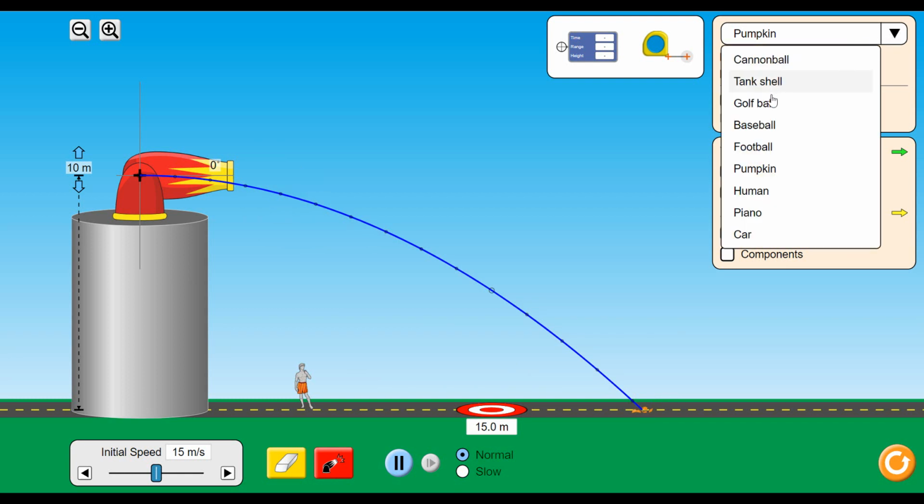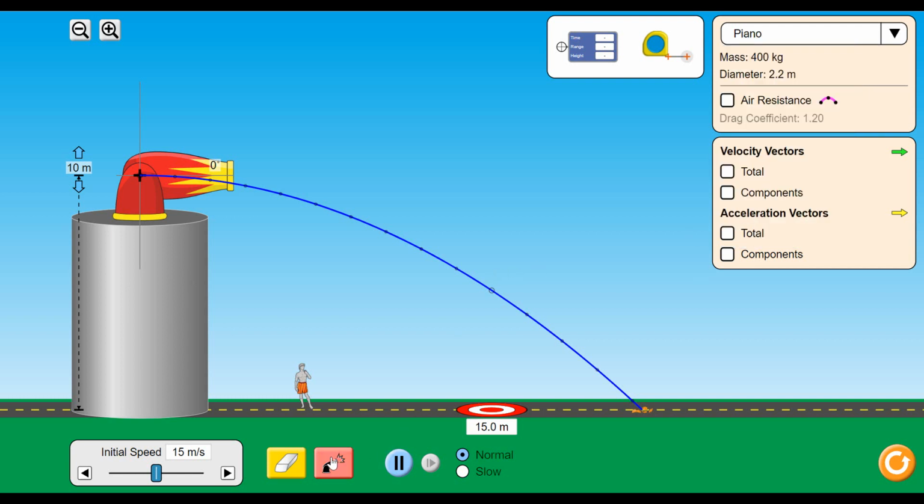Let's see what else they give you here. I can fire a cannonball, a golf ball. It doesn't actually matter the size of it. Let's fire a piano, right? Way heavier and whatnot. If there is no air resistance, you're going to find that it follows exactly the same trajectory. Because with no air resistance, there is actually no speeding up or slowing down in the horizontal direction.